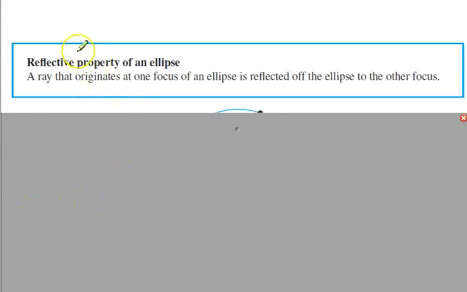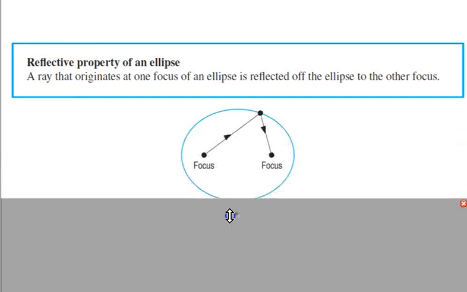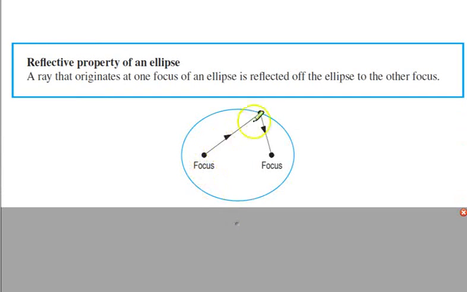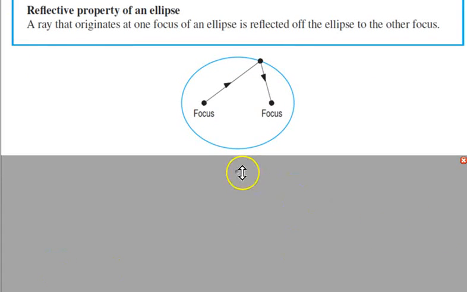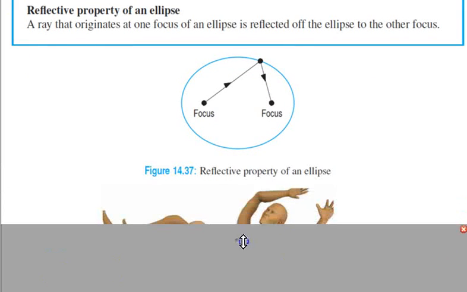By definition, a ray that originates at one focus of an ellipse is reflected off the ellipse to the other focus. So if I were to shoot a ray from a focus to a point on the ellipse, it's going to bounce back off, i.e. reflect, and it's going to pass through the other focus. That's a geometric property. If you want to know why, you can talk about that with your geometry teacher.